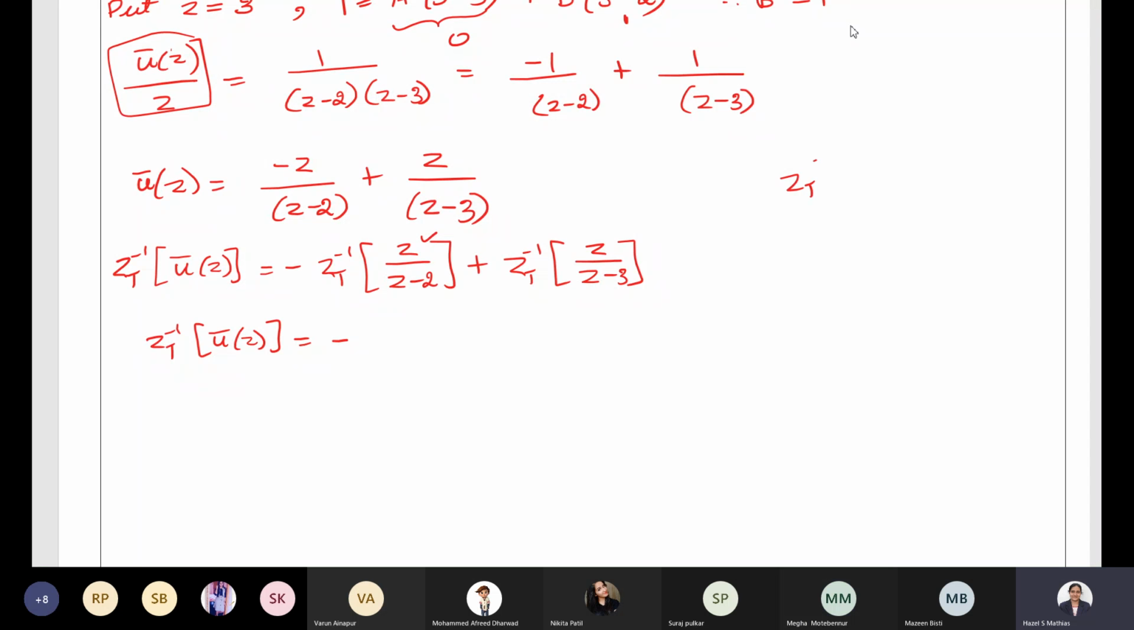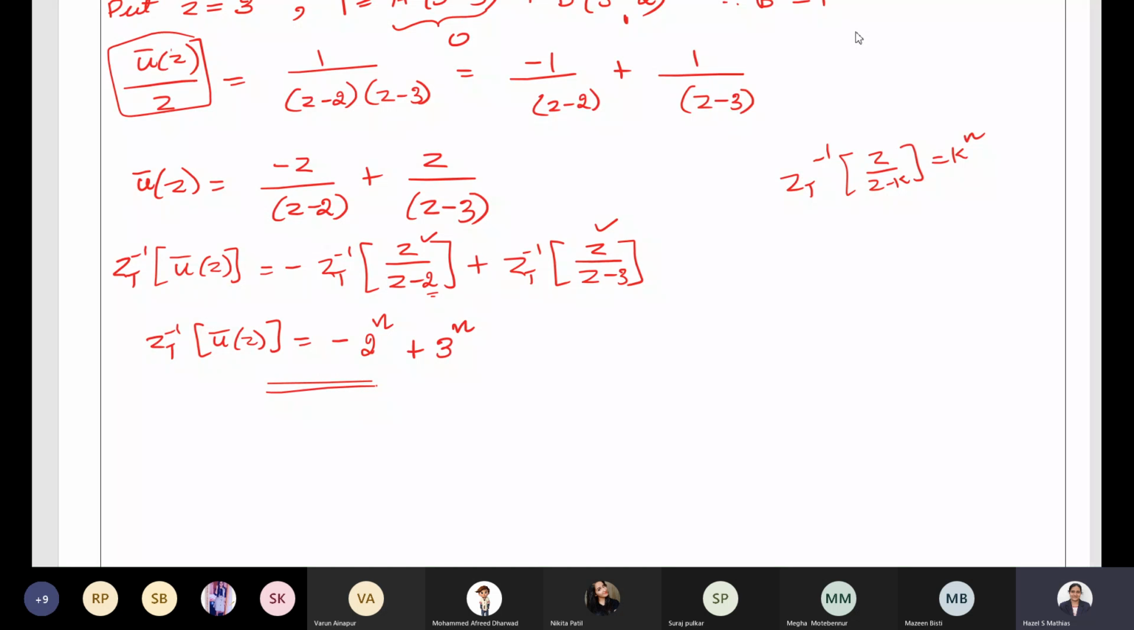Always remember, inverse Z transform of Z by Z minus k is k power n. So here k is 2, so it will be 2 power n, plus what is the inverse Z transform of Z by Z minus 3? 3 power n. Yes, good. It is 3 power n. Done? So this is the inverse Z transform of U bar of Z.